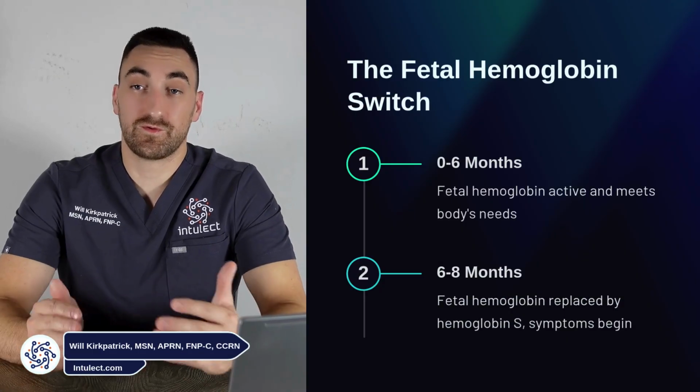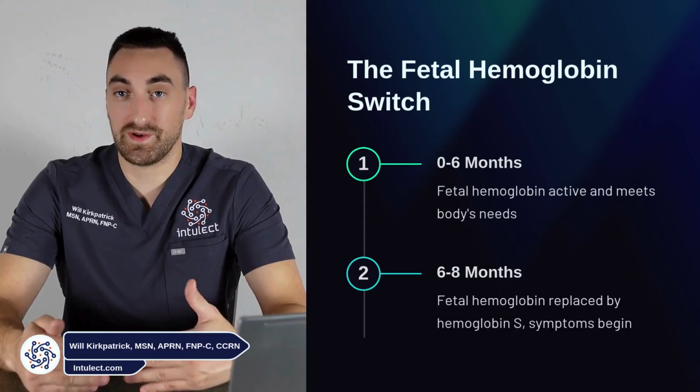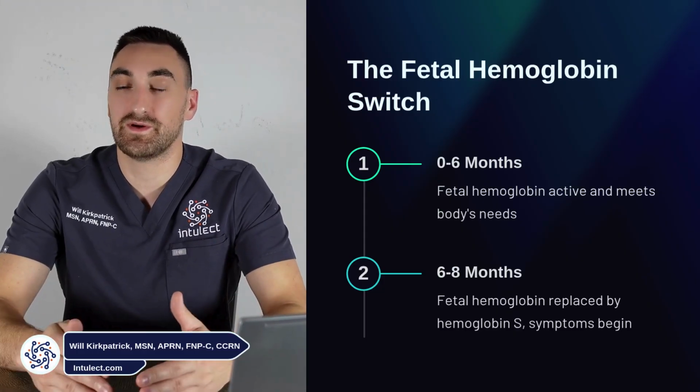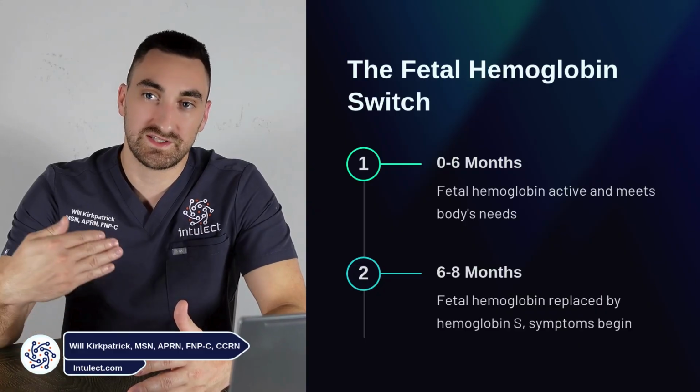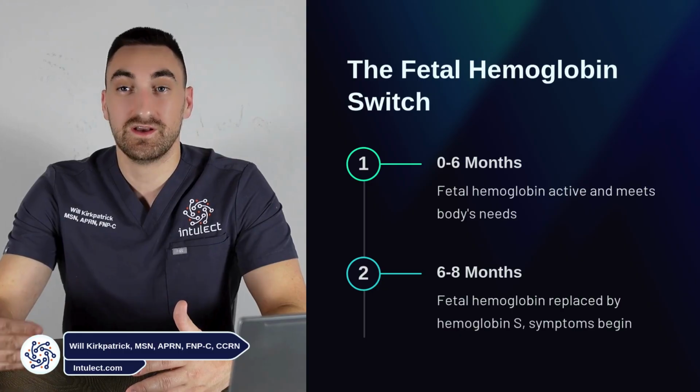This is because before these 6 months is up, their fetal hemoglobin is still actively in the bloodstream and serving everything that the body needs at that time, but around 6 to 8 months is when these new red blood cells get produced, and that includes the sickle cell hemoglobins.